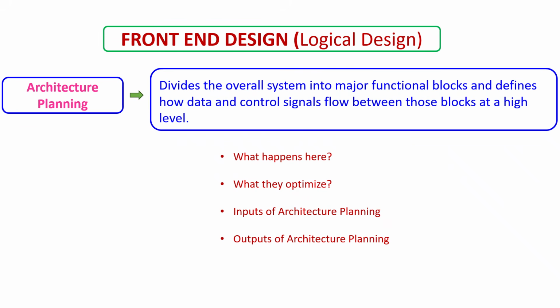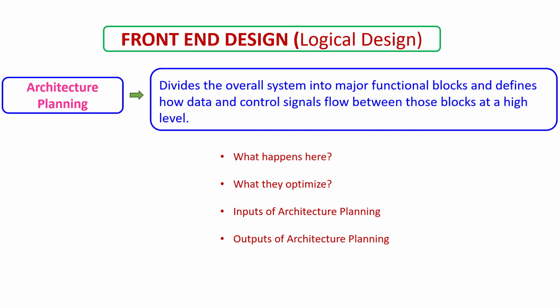What happens here? In this stage, the system is divided into major functional blocks. It defines data path and control path. It decides the number of cores and execution units. It designs memory architecture like cache and buffers. And it defines interface protocols like AXI, AHB, PCI, etc. And it plans pipeline stages and parallelism. This is where the chip's internal structure is decided. What do they optimize? They optimize performance, power consumption, area, latency, scalability, and reusability.